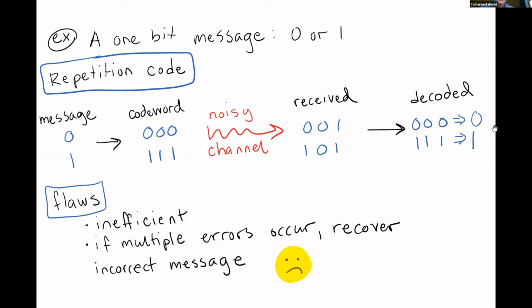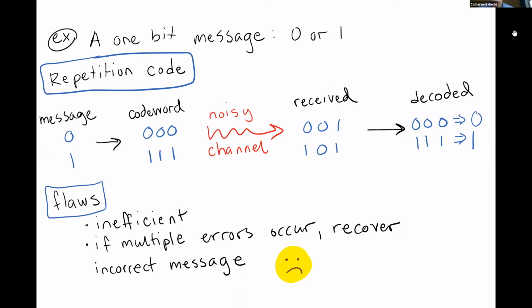So there's some problems with this code. It's not very efficient, especially if you were going to repeat your code word a lot of times. Maybe you chose 7 instead of 3. You're taking then 3 bits or 7 bits or however many bits you want, to transmit only 1 bit worth of information. Not very speedy.